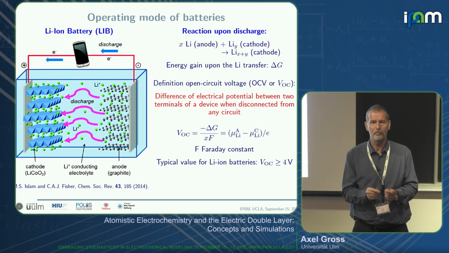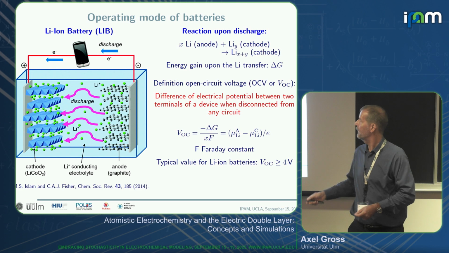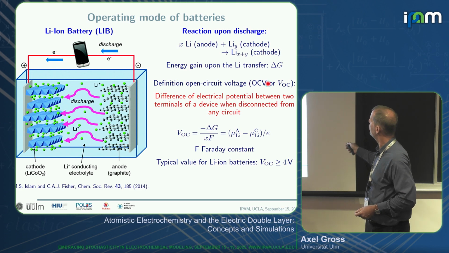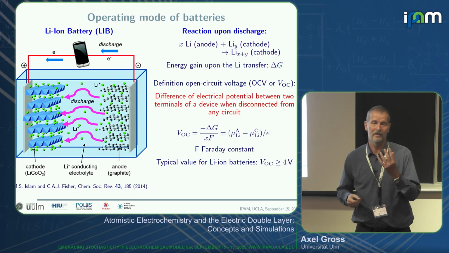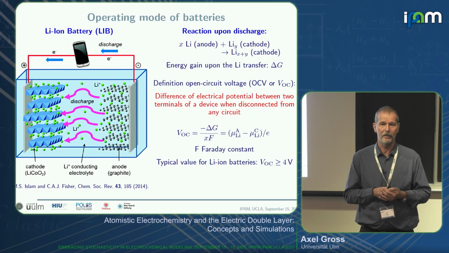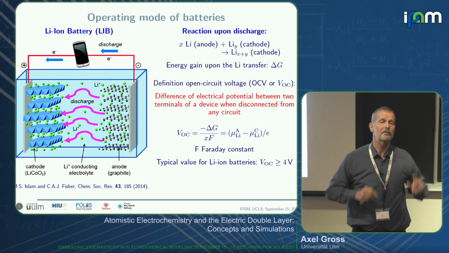The driving force is simply that the lithium atoms are more strongly bound in the cathode than the anode. And then what you can calculate here is the free energy, so the energy gained upon the lithium transfer. But if you do thermodynamics, you know that if you start from the first point and go to the second point, the way doesn't matter. It's independent. Now, how does the battery work?